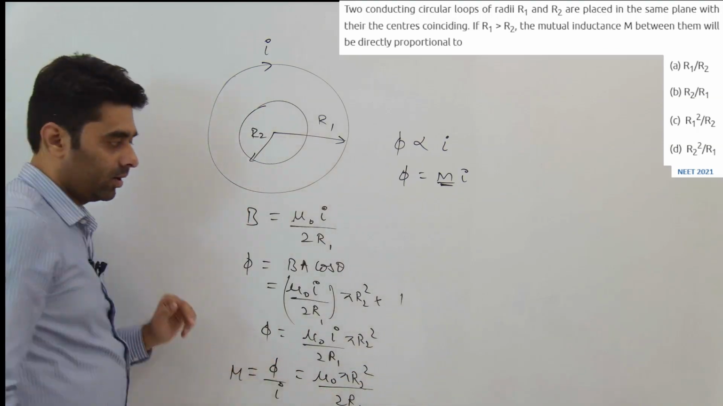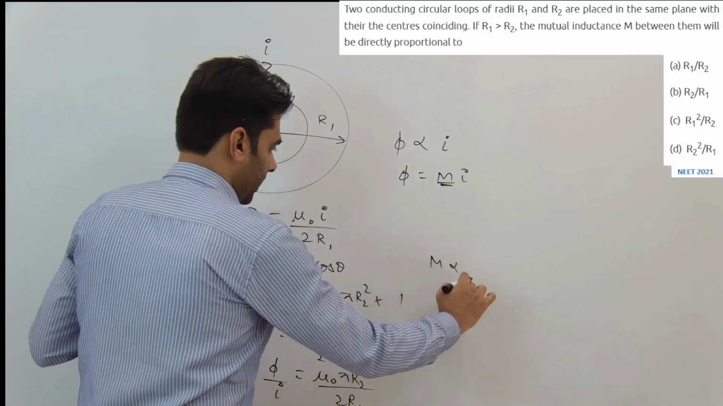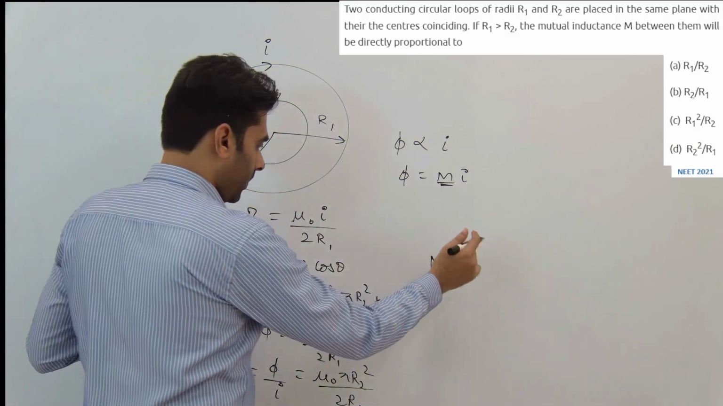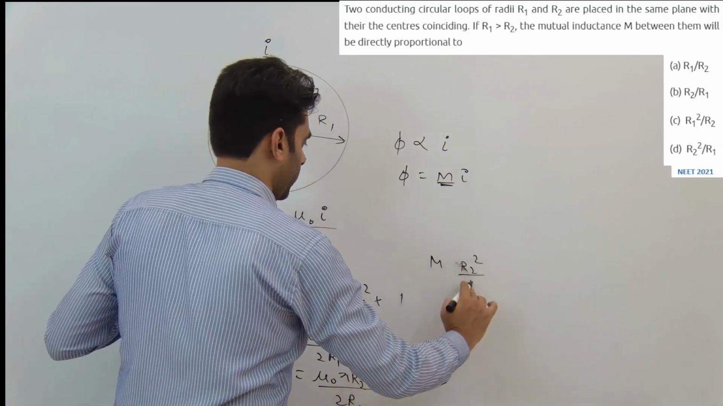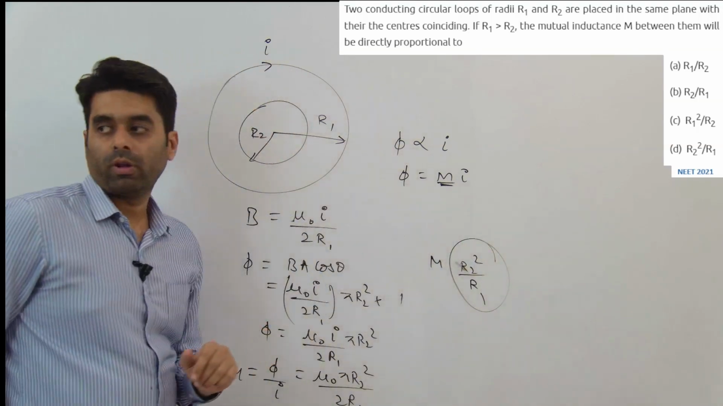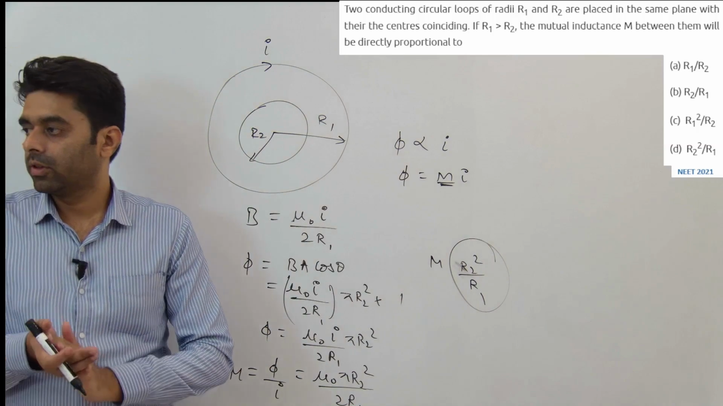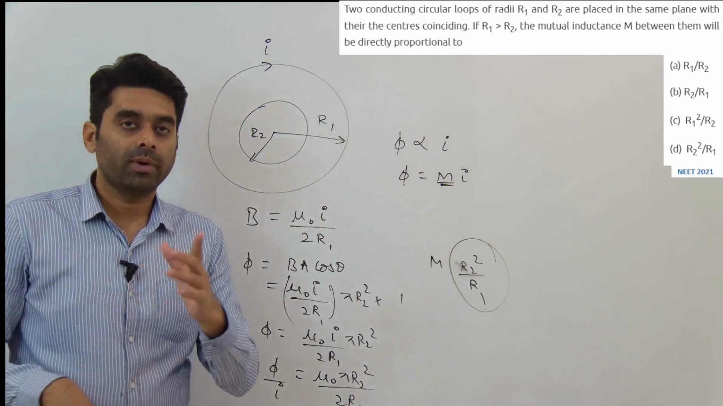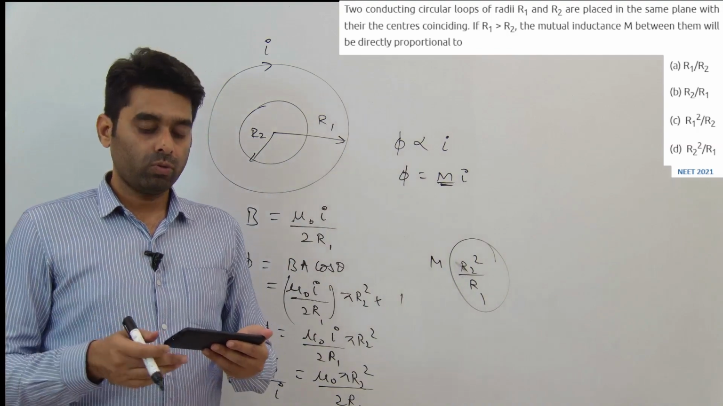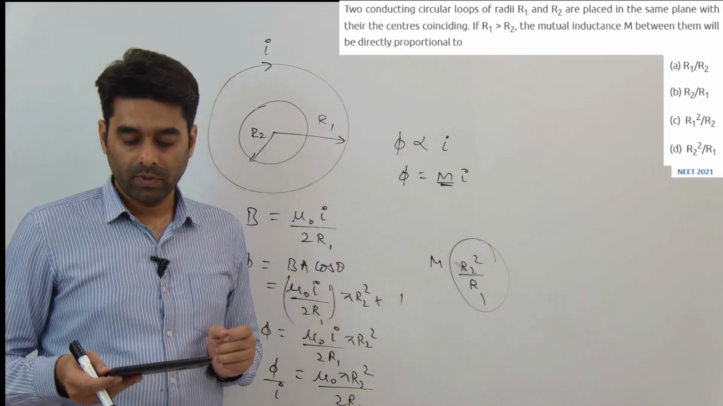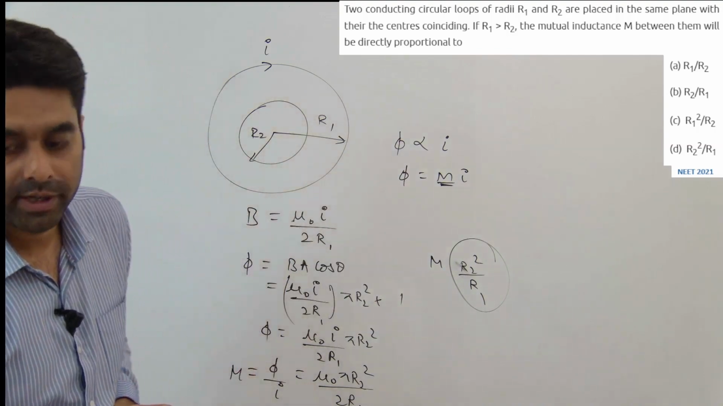Now you check it, what can we write? M is directly proportional to r2² by r1. This is what it is: mutual inductance is proportional to r2² by r1. Which option is it? It is not visible on my screen. r2² by r1 is option number D. Option D is the correct answer. Let's move ahead.